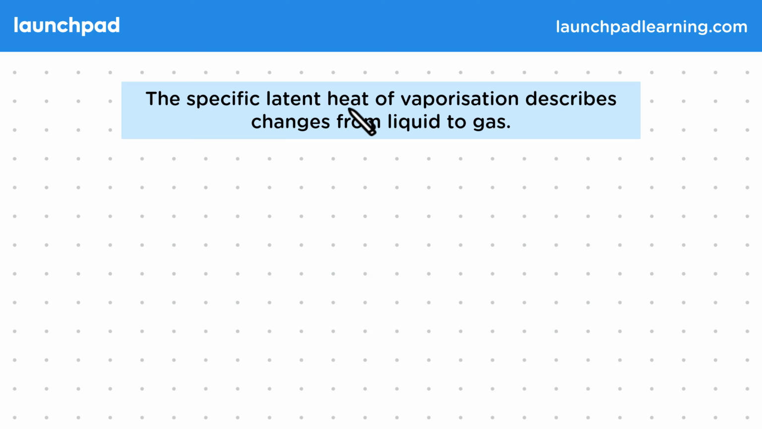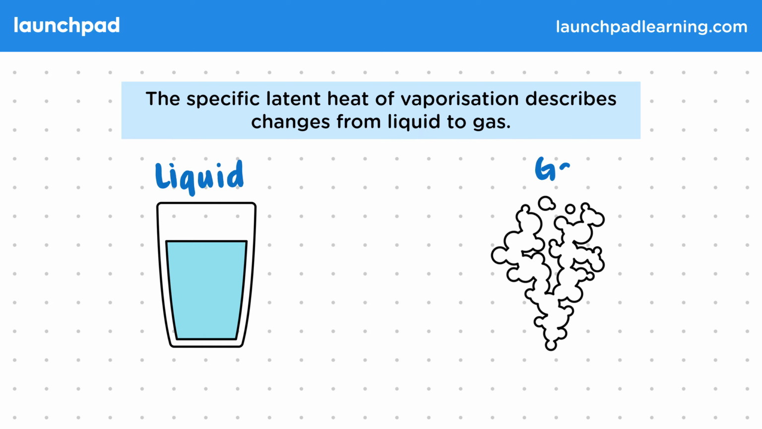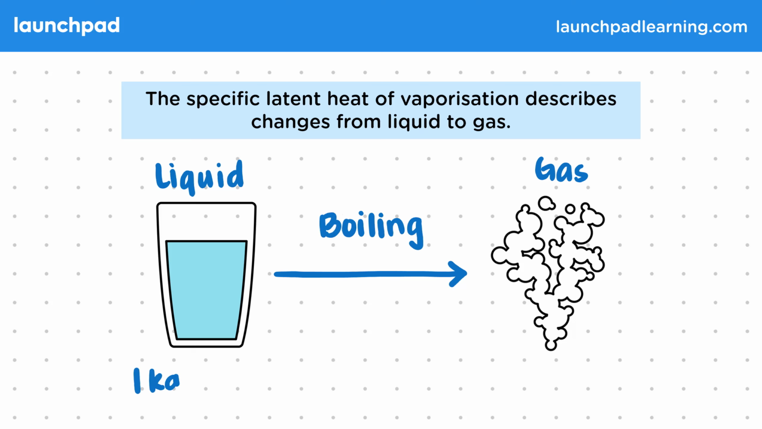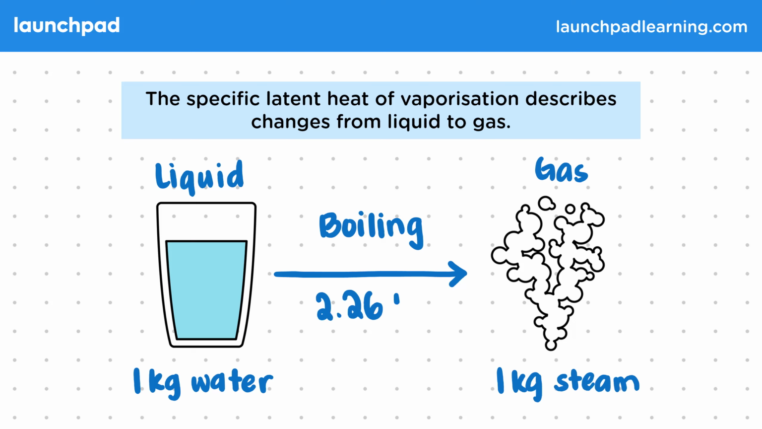The specific latent heat of vaporization describes changes from liquid to gas. So when changing from a liquid into a gas, the specific latent heat of vaporization of water represents the energy required to boil 1 kilogram of water into 1 kilogram of steam. That is 2.26 megajoules. You should really avoid getting these definitions mixed up, as using them incorrectly in a long answer question could lose you marks.